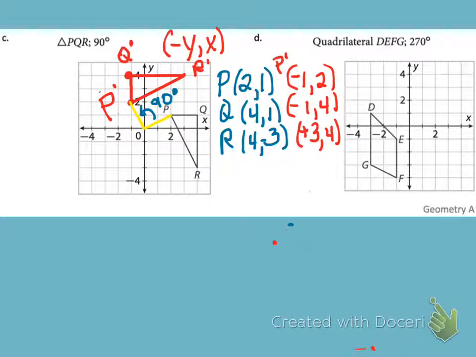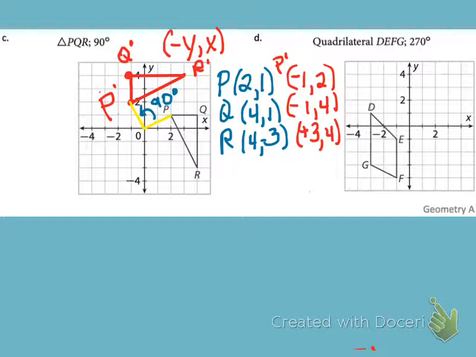So again, you could have really done that with any of the points. I could have connected R back to the origin and then R prime, Q and Q prime back to the origin. Either way, you'd see that angle is repeated between every pair of corresponding coordinates.